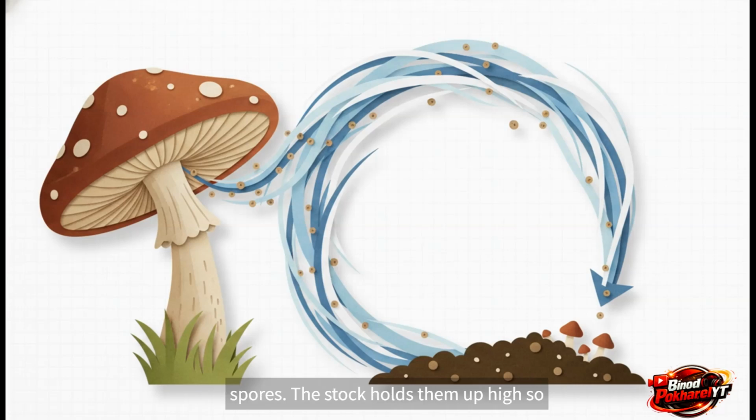The stalk holds them up high so the wind can catch them, and boom, millions of new spores are released back into the environment. They drift away looking for a moist surface to germinate into a hypha, grow into primary mycelium, fuse into secondary mycelium, and eventually push up another mushroom. It is a beautiful, continuous loop of fungal life repeating itself perfectly.